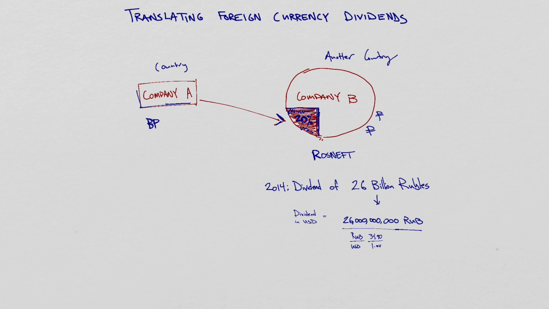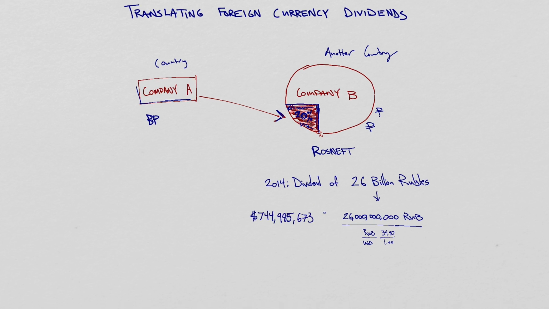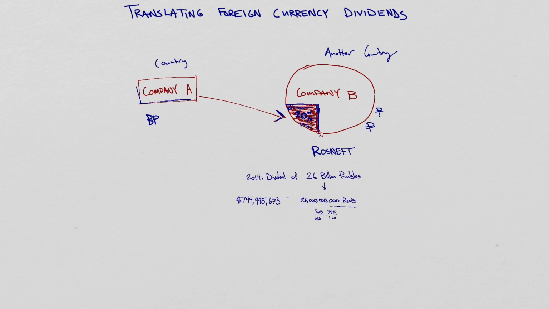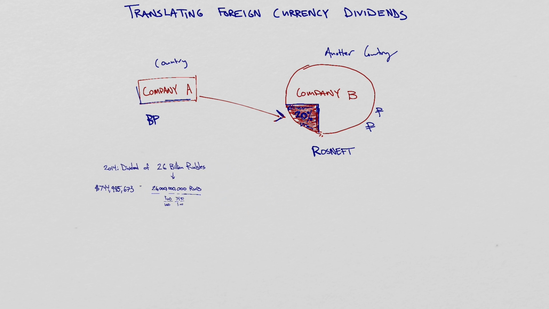And you can start to see the uncertainty that can happen when doing international business. Not only do you not necessarily know what the dividend is going to be next year, you also don't necessarily know what it's going to be worth next year. But in this example, we do know because it's happened, and the dividend in USD is about $744 million. So this is in 2014. This is the dividend that BP received for its investment in Rosneft in 2014.